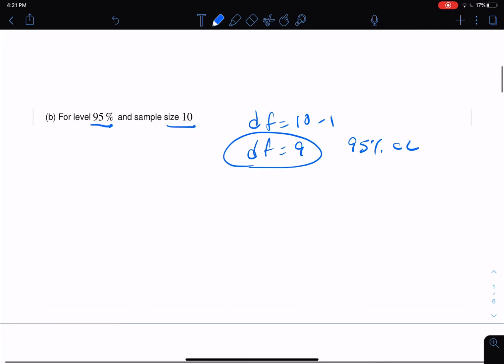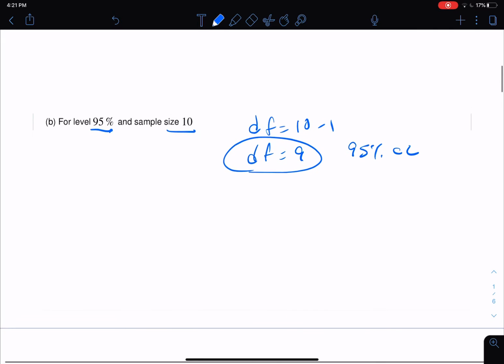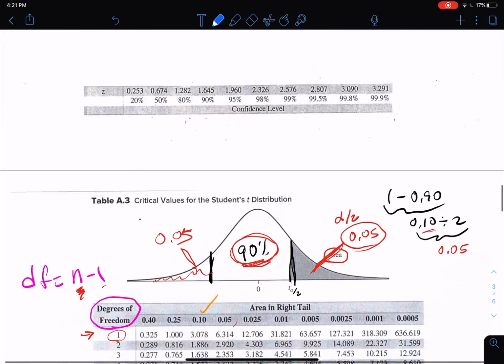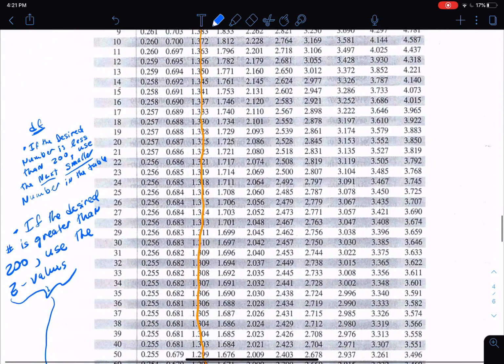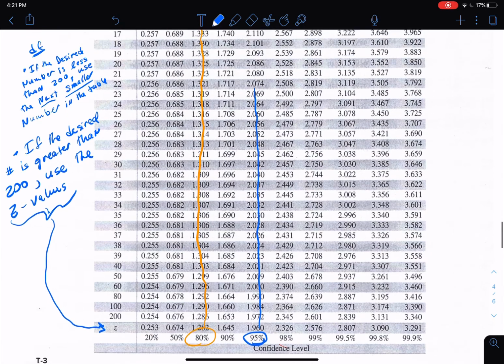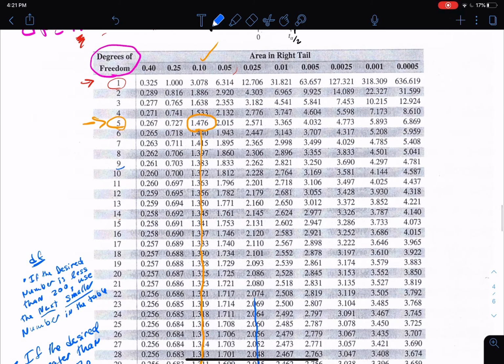My kids. Anyways, degrees of freedom 9 and confidence level 95. There it is. Confidence level 95. Let's go up. We said degrees of freedom of 9. Go over. That must have a critical value of 2.262.